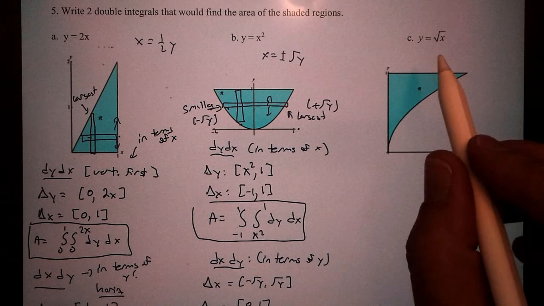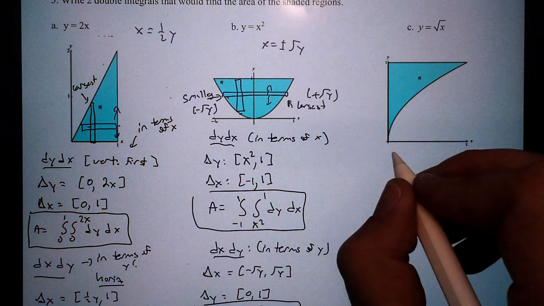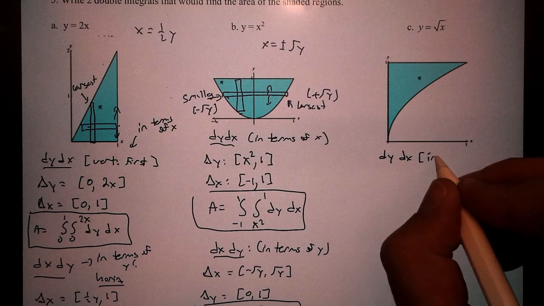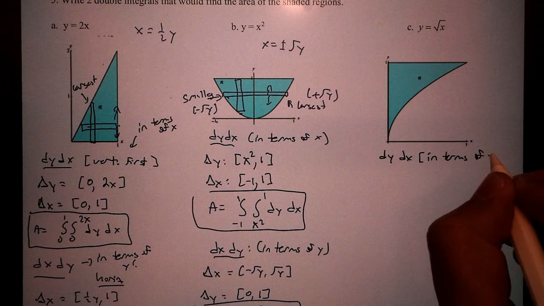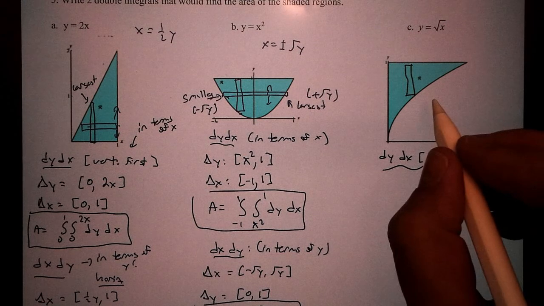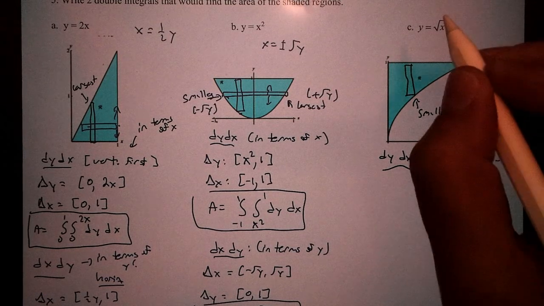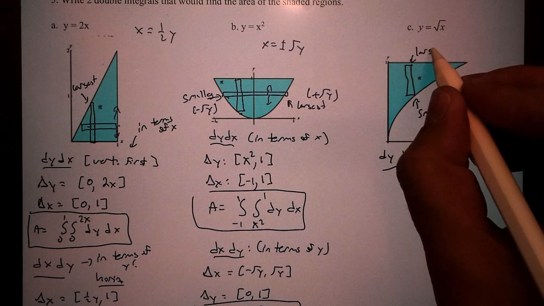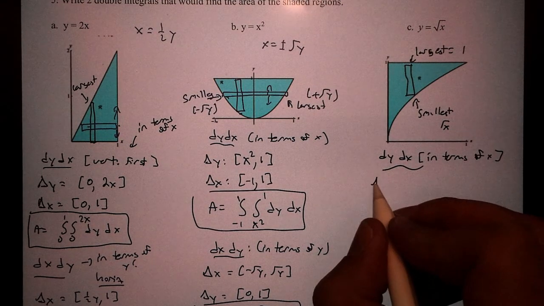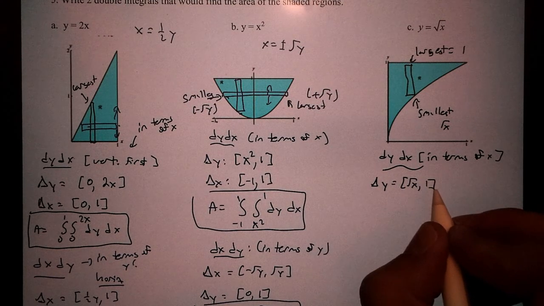All right, so let's take a look here. So again, we want to write this twice. So the first one we're going to use, of course, is dy dx. Remember, for this one right here, we want to put this in terms of x. So when I look at my vertical rectangle, what is the smallest my vertical rectangle is going to be? And that's the square root of x. The largest, that's just 1. So I know my change in y is going to go from the square root of x all the way to 1.